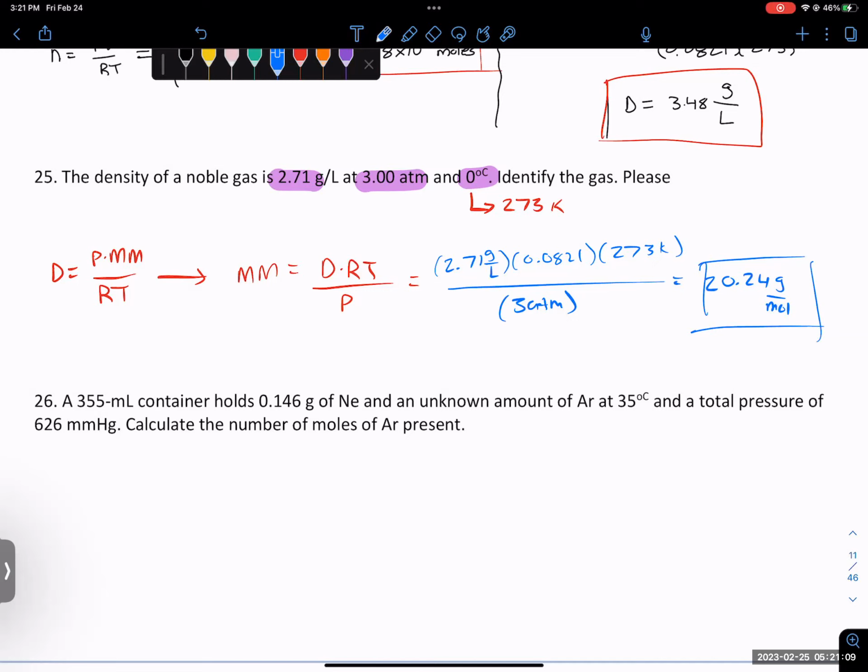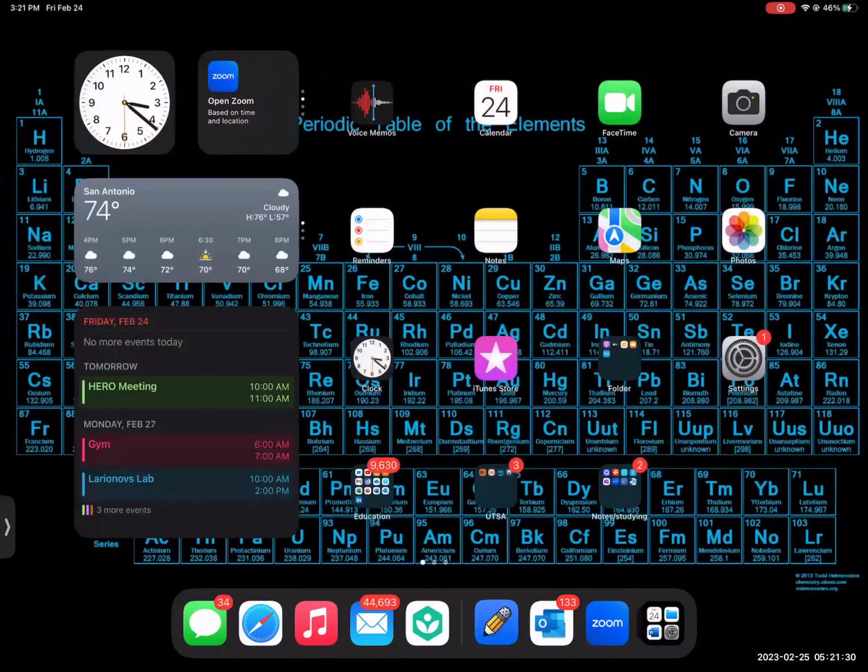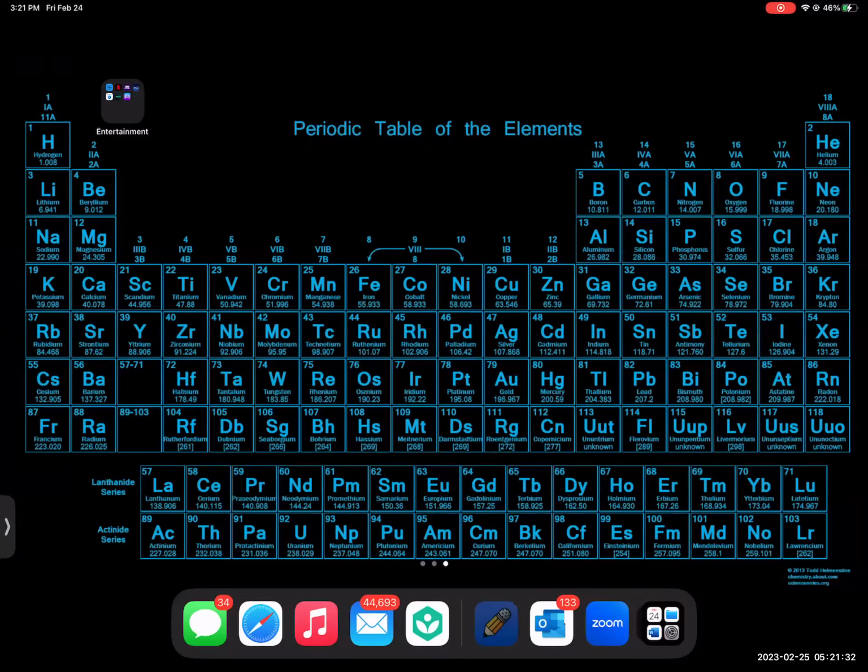Why not? Yeah, it's asking for the identity of the gas. The molar mass doesn't tell us the identity of the gas, it tells us what the molar mass of the gas is. So we need to identify which gas it is. If it's a noble gas, we should be looking at group 18 on the very right of the periodic table. Doing so, do any of those look familiar or close to that?